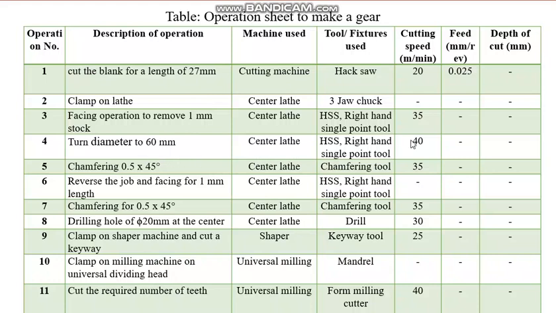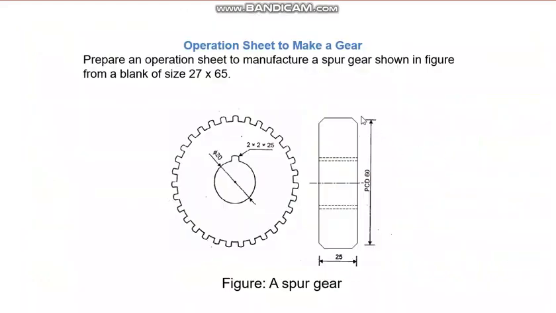Again center lathe, and the cutting speed is 40 meters per minute, and then chamfering is done. Center lathe, chamfering tool, 35. Then reverse the job and again do the facing. Here 1 mm is reduced, here 1 mm is reduced. Now instead of 27 it is 25. Then again do the chamfering. Where is our job? See, here the chamfering is to be done, here chamfering.